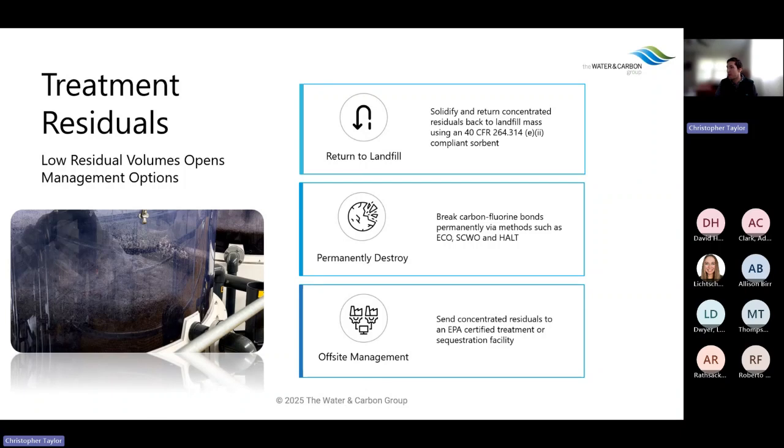Offsite management as well is something that could be an option if you have access to deep well injection. Not everyone will have that access, but of course it's another alternative.